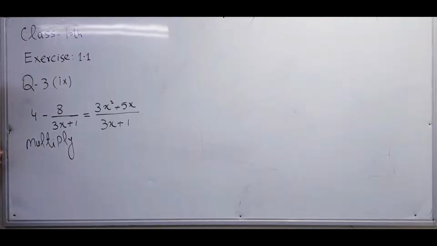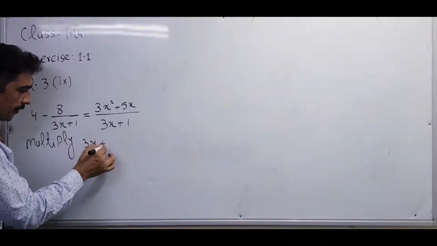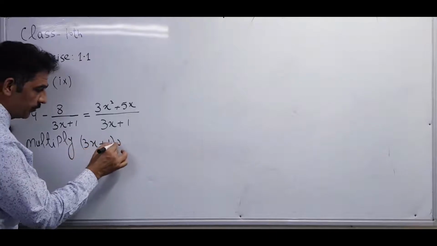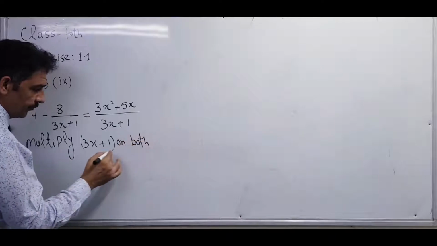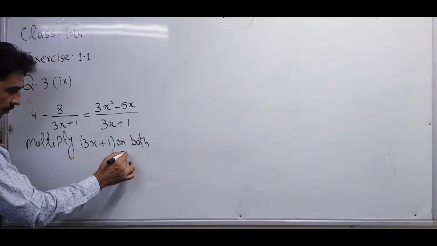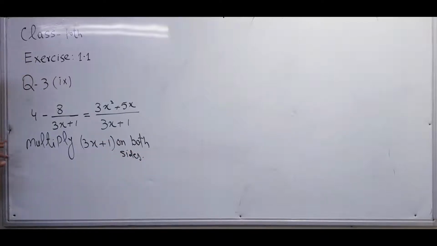What's its LCM? 3x plus 1, because both fractions have the same denominator, so you have to multiply 3x plus 1 on both sides. So when we multiply 3x plus 1 on both sides, 3x plus 1 multiplies the first term and also the second term and also the third term, on the other side of the equal sign.